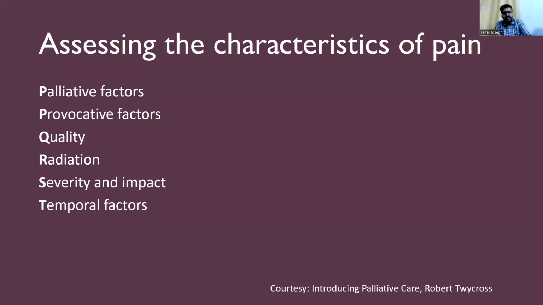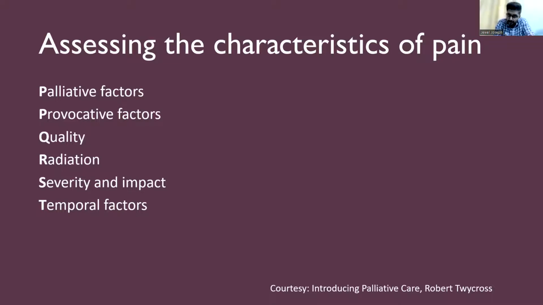Palliative factors are all the things that improve the pain. Provocative factors are the factors that increase pain. Quality, as I mentioned earlier, will give us an idea about the type of pain, whether it is a dull pain or aching pain, throbbing pain, radiating pain. Radiation is where the pain goes. It will give us an idea whether the pain is neuropathic or not. Severity and impact: how severe is the pain and how it impacts the patient's life. Temporal factors are the time-related factors.